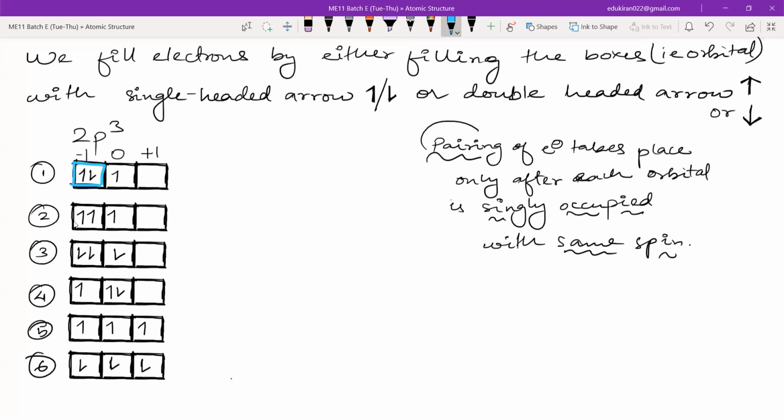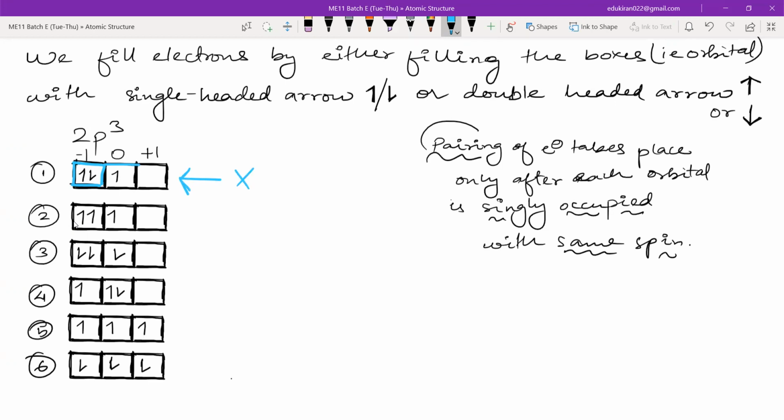Okay, they are paired, right? Now, what is Hund's rule saying? That pairing can only happen after all the orbitals are singly occupied. Now tell me, in this subshell, are all the orbitals singly occupied? Yes or no? No, not all of the 3 orbitals. So this is wrong. This cannot be.